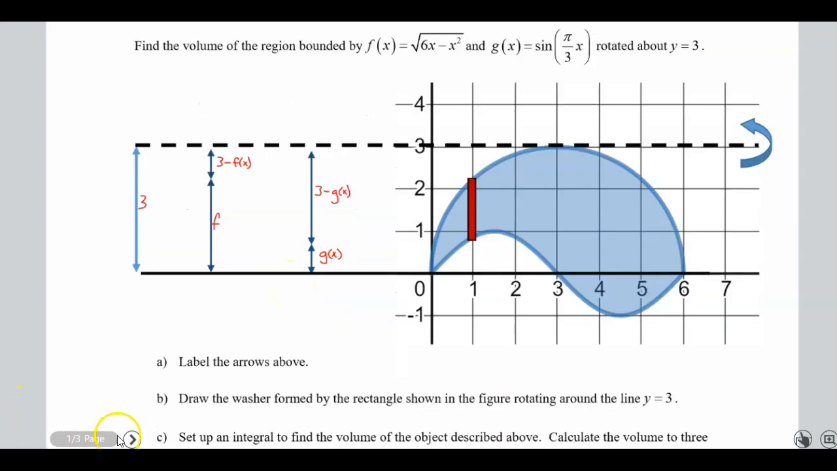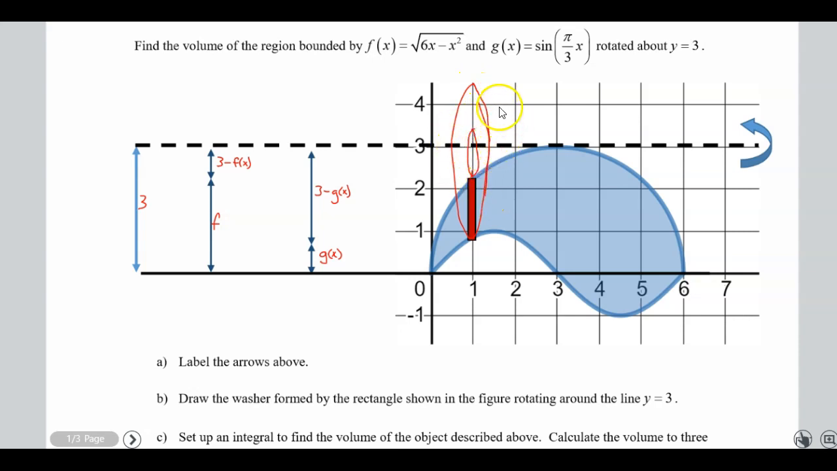So part B, draw the washer that's formed, and then we're going to set up an integral. So I'm going to go ahead and draw the washer, and we'll label our r's. So this is going to be something like this, rotate it around, and then something along these lines. That gets rotated around for that guy.